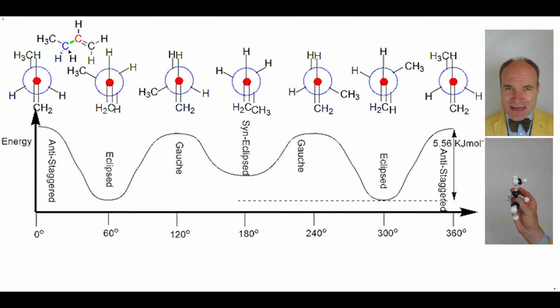Almost identical in energy to the anti-staggered conformation is the gauche conformation, having 5.52 kilojoules per mole more energy than the eclipsed form. Ultimately, the syn eclipsed conformation has 2.0 kilojoules per mole more energy than the eclipsed conformation.